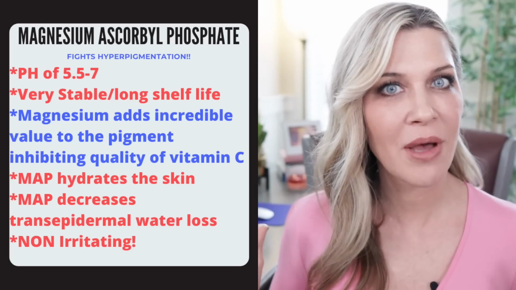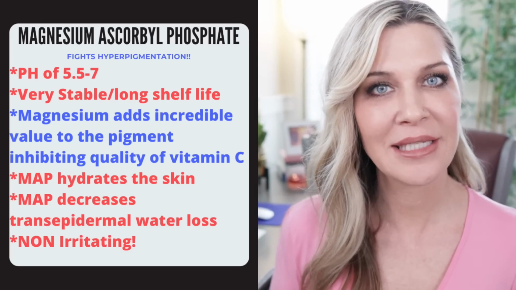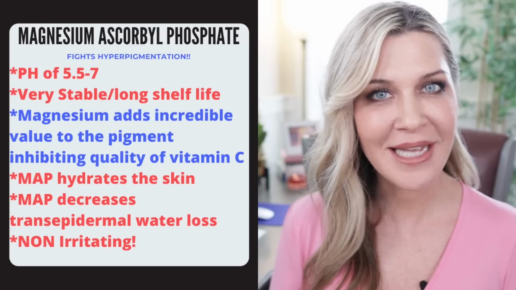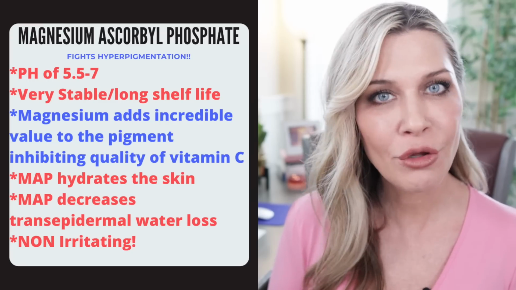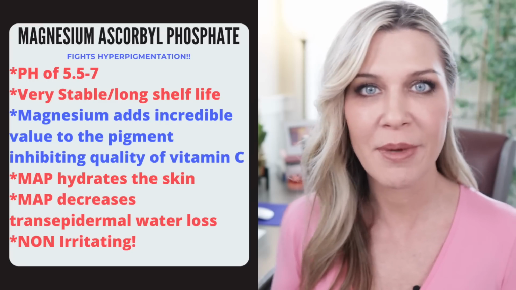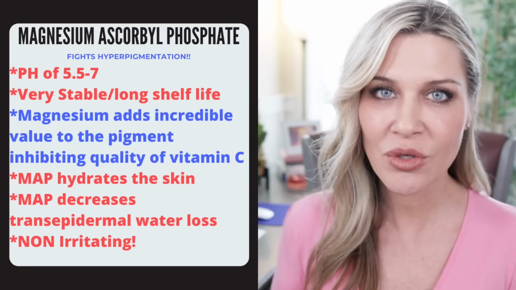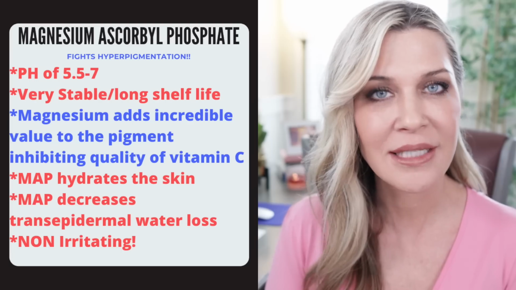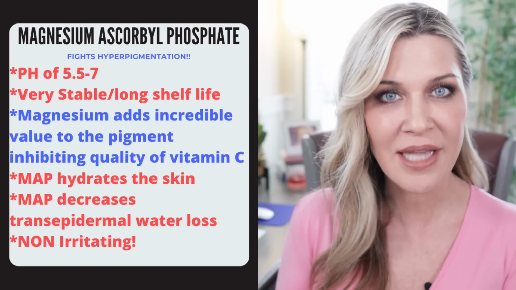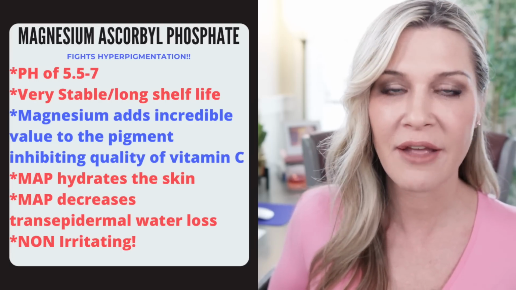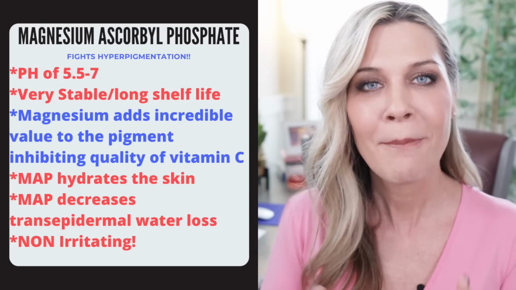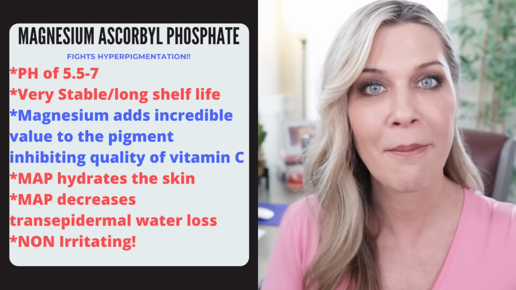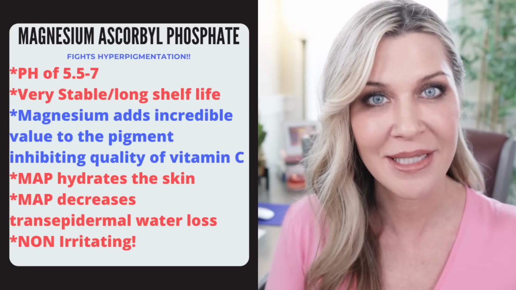The next derivative that we're going to talk about is MAP vitamin C. That is magnesium ascorbyl phosphate. If you are somebody who suffers from hyperpigmentation, melasma, you've got old photo damage that's resulted in sunspots and brown spots, the magnesium ascorbyl phosphate is the best choice for you. It is stable. It has a pH of 5.5 to about 7, long shelf life, very low irritation, but because there's that addition of magnesium, it helps to block melanin better than other forms of vitamin C.